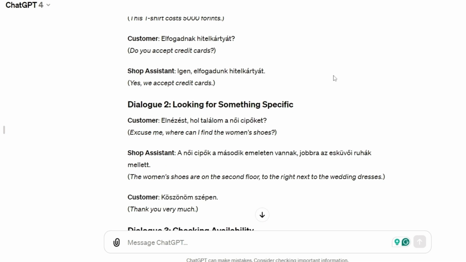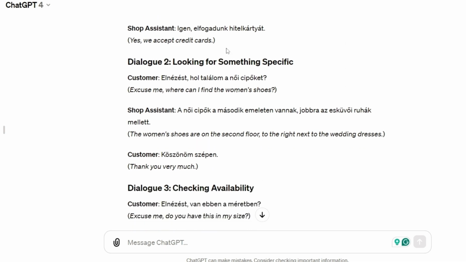Second one. Elnézést, hol találom a női cipőket? A női cipők a második emeleten vannak, jobbra az esküvői ruhák mellett. Köszönöm szépen. Fine, very good.